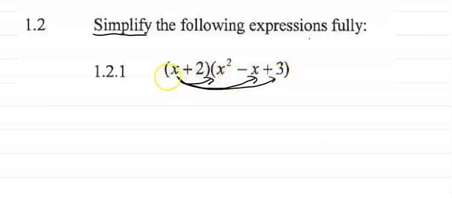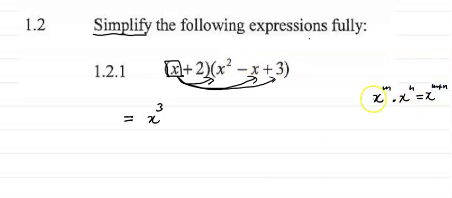We're going to take the first term, which is positive x, and multiply it by every other term in the second bracket. X times x squared is x cubed. That comes from our knowledge of exponents. Remember, if you've got x to the m times x to the n, it's equal to x to the m plus n. So remember, the invisible 1 is here: 1 plus 2 is equal to 3. Remember, common bases and you are multiplying, so you must add the indices.